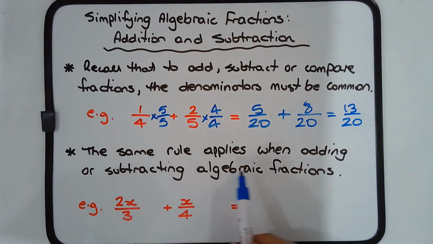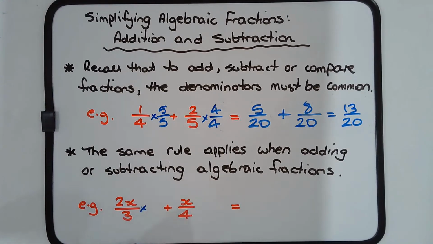Now the same rule applies when adding or subtracting algebraic fractions. If there's a pronumeral in the fraction, we still apply the same rule. In other words, the denominators must be common. So for example, 2x over 3 plus x over 4. We need to make the denominators common. We apply the same technique that we applied in the previous example.